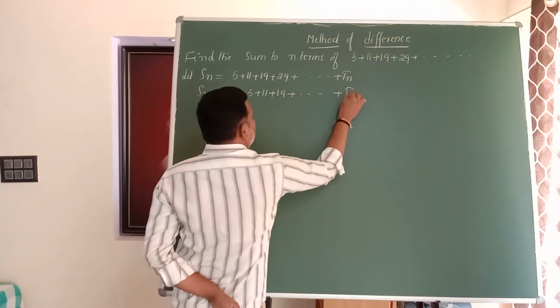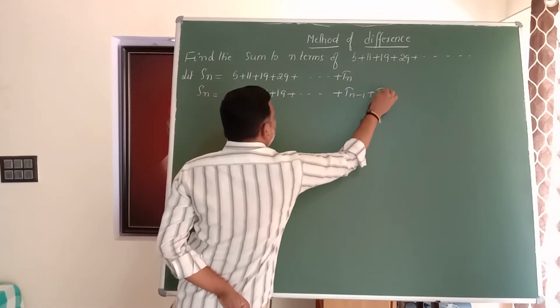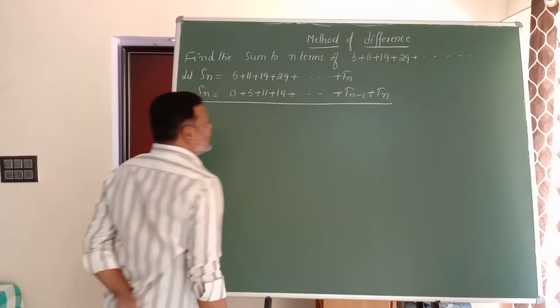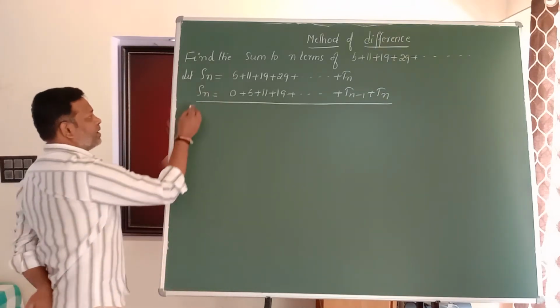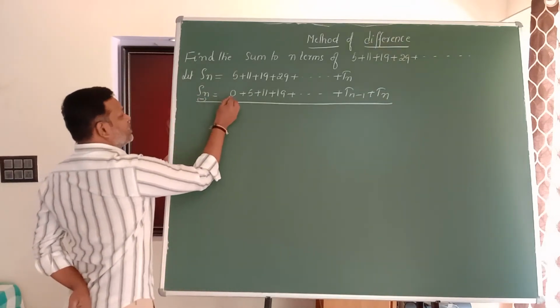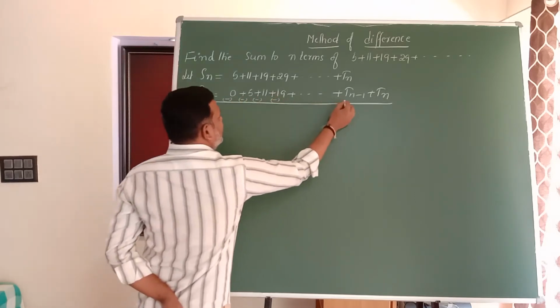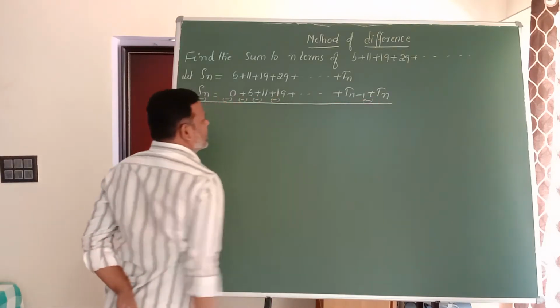Under Tn, Tn minus 1 plus Tn, last term. Now we have to apply the difference method here. Difference is nothing but we have to subtract here. So this is minus, minus, minus, minus, minus, and here ultimately minus, and so on like that.